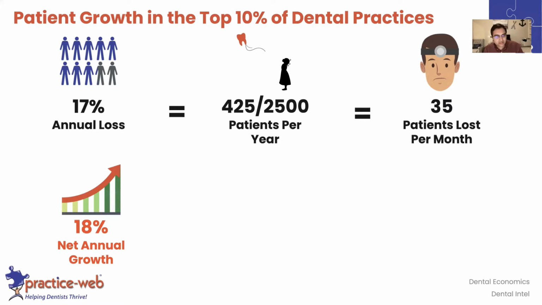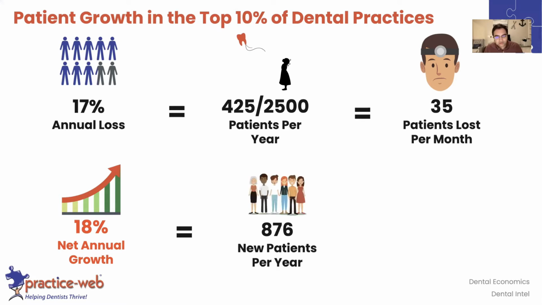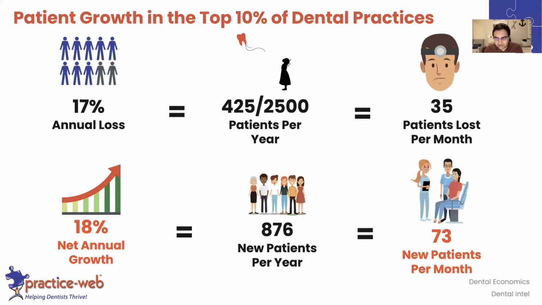Now, if we're trying to hit that 18% net annual growth, which is according to a study done by Dental Intel, that is what the top 10% of dental practices are experiencing, 18% net annual growth. So then you need to achieve that, you need to get about 876 new patients per year. And I did talk about getting 50 new patients this month, and we've really been focusing on that number. But that's really what I would suggest is the minimum target, because to get this 18% growth, to be in that top upper echelon of top 10% of dental practices, you need 73 new patients per month.